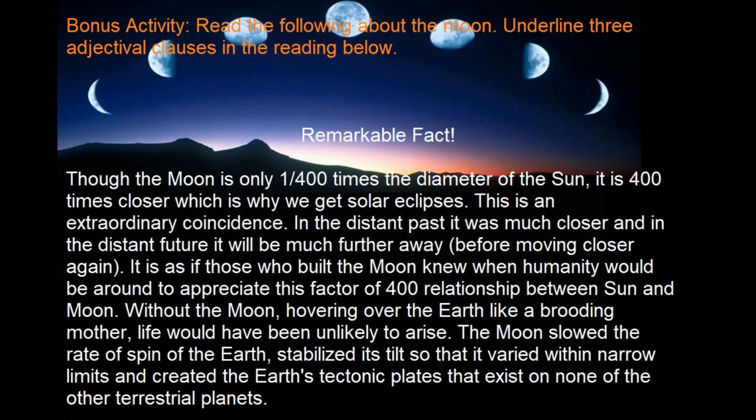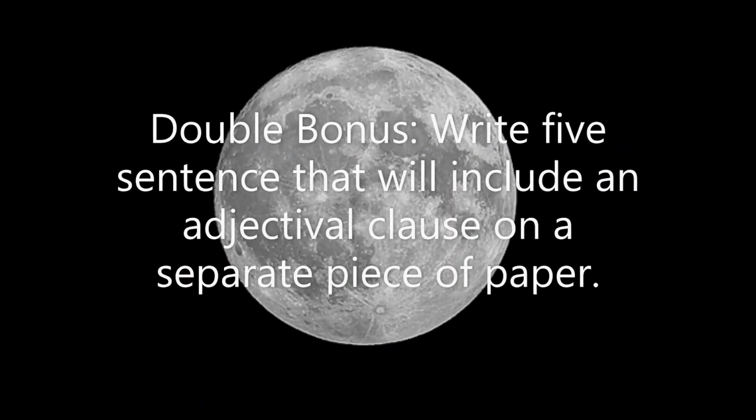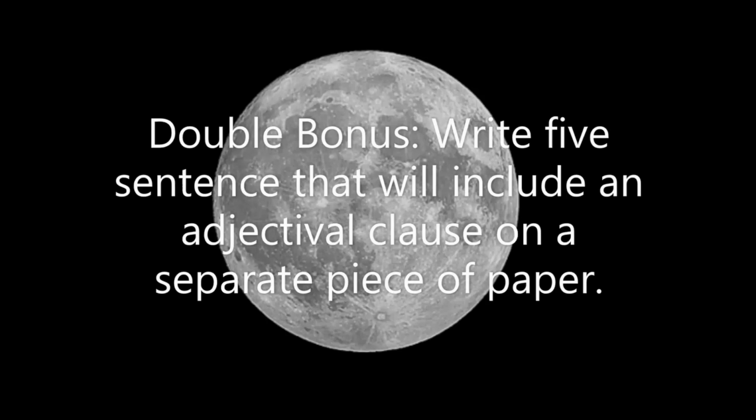I've also put in a second bonus activity, a double bonus activity. For the double bonus, what I want you to do is write 5 sentences that include an adjectival clause on a separate piece of paper. And again, it could be on anything as long as it's a sentence showing an adjectival clause. It does not have to be the moon per se. It's just something I wanted to have extra practice with and have you do as well.